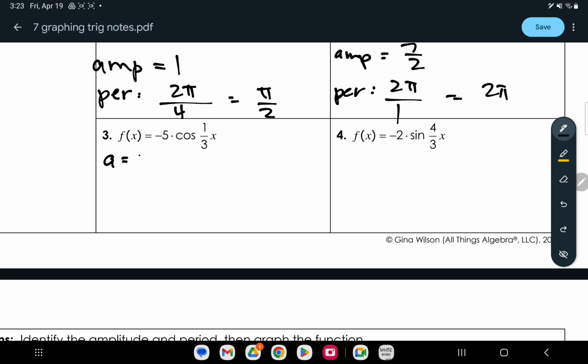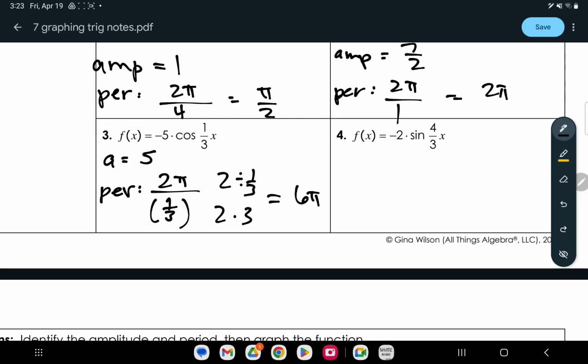My A value is 5 because it's the absolute value of A. So A is the amplitude. The period is 2 pi over B. So in this case, 1/3. 2 divided by 1/3 is 2 times 3. So really that's 6 pi.